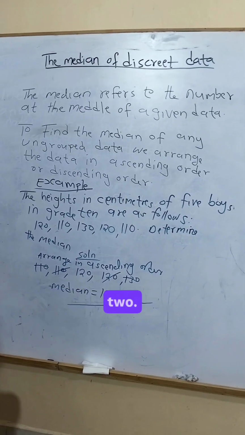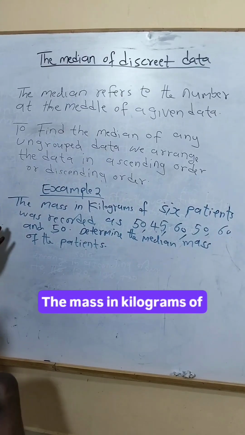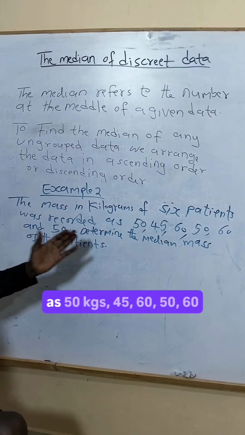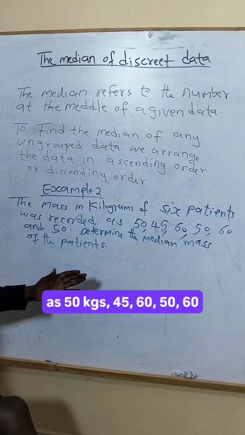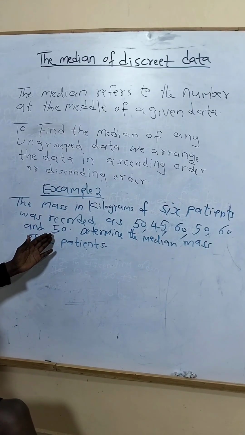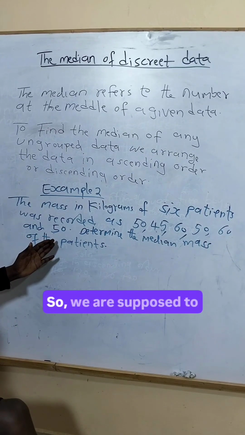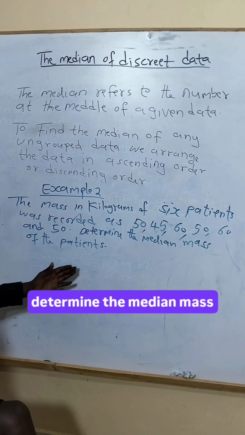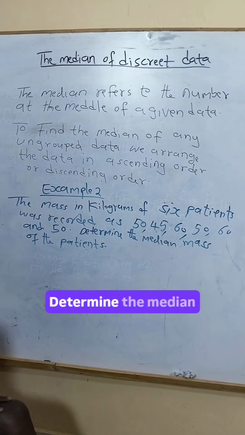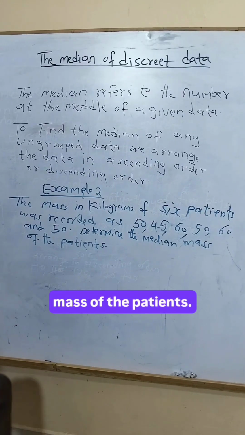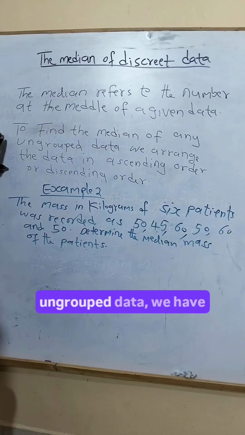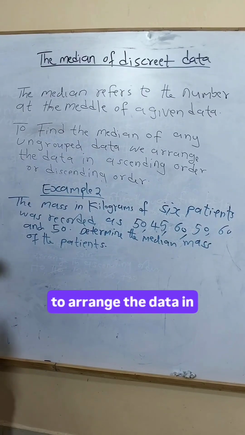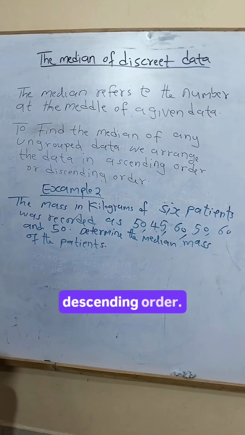Let us go to example 2. The mass in kilograms of 6 patients was recorded as 50 kgs, 45, 60, 50, 60 and 50. So we are supposed to determine the median mass of the patients. So as we said earlier, to find the median of any ungrouped data, we have to arrange the data in either ascending or descending order. So let me do it in ascending order.